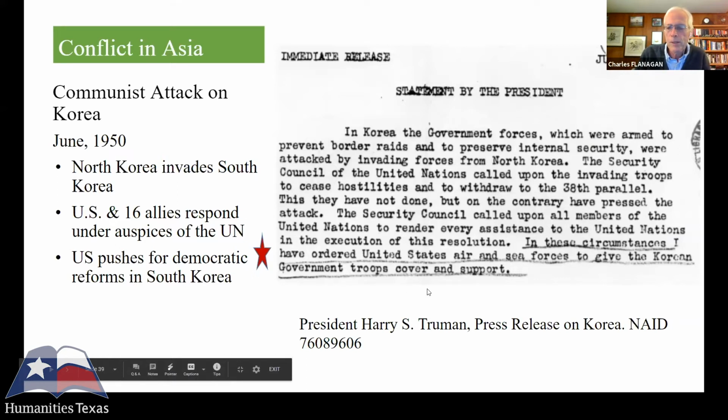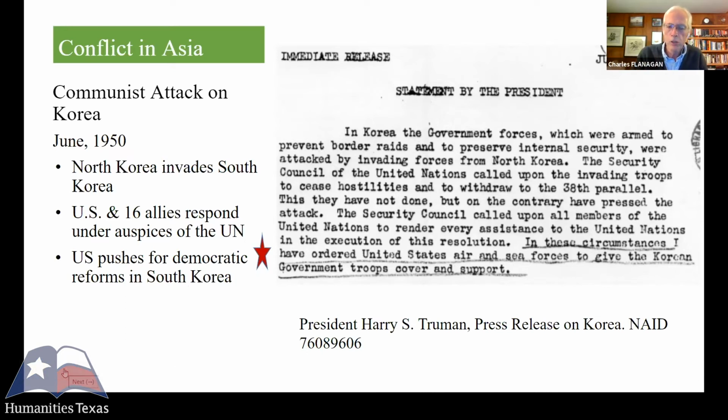And here's an excerpt from this press release. He talks about, in pursuance of a treaty, I have ordered the United States Air and Sea Forces to give Korean government troops cover and support. And so this is a new departure for the United States in terms of its foreign policy. And it's a huge departure constitutionally in terms of the president and his war-making powers. So that sets the paradigm for what we know today, where presidents order troops into foreign combat. It didn't happen prior to that.